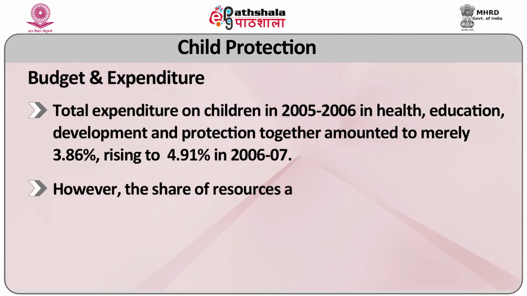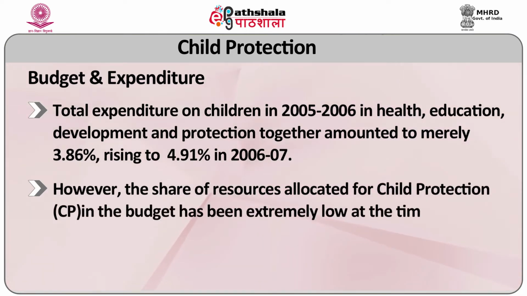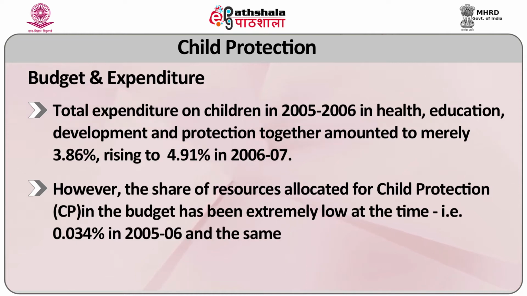However, the share of resources allocated for child protection in the budget was extremely low at the time. That is a mere 0.034% in 2005 to 2006 and the same in 2006 to 2007.